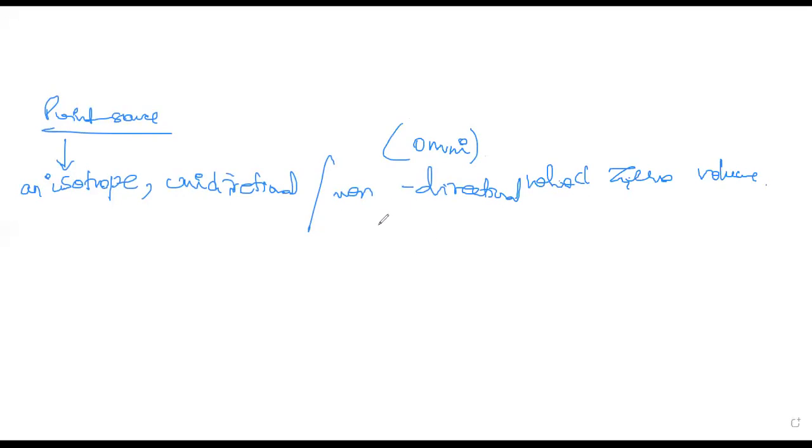If you are defining your point source, it is defined as an antenna which can be an isotrope, which radiates uniformly in all the directions. It can be unidirectional, or non-directional or omnidirectional, which has zero volume in the free space. So your point source is also called a zero volume, or volumeless, radiator.